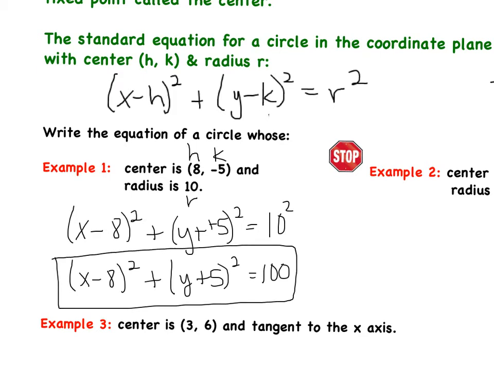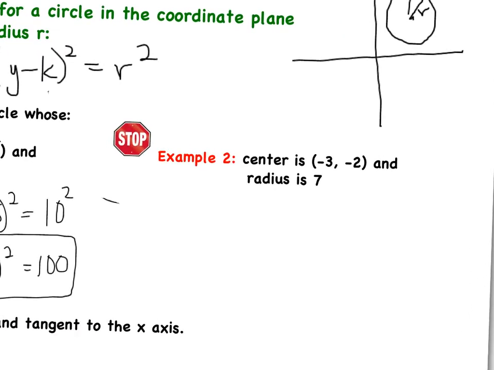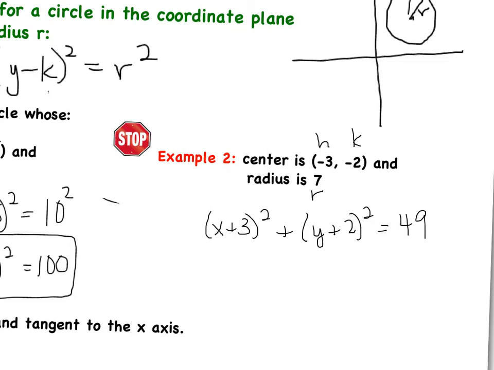So I'm going to pause the video, and I would like for you to write the equation for example number 2. Let me clean this up and move over. Here is example number 2. So hopefully you were able to substitute those numbers in for h, k, and r to get the formula (x plus 3) squared plus (y plus 2) squared equals 7 squared, or 49.